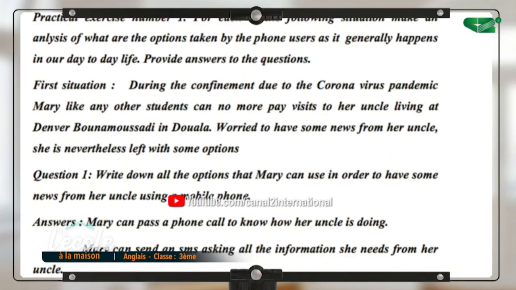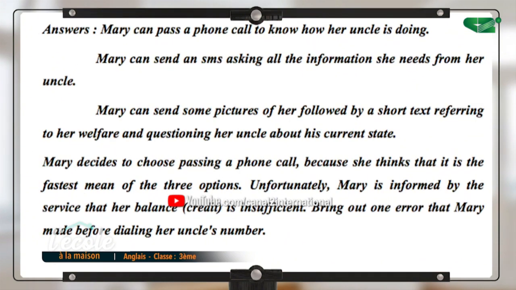Then, the answer or answers can go like this. Mary can pass a phone call to know how her uncle is doing. You will see that in my answer there is a link between the title of the module, the title of the real life situation, the title of the lesson, the title of the expected outcomes, and then the last but not the least, there is a link between the category of actions and the question and further the answer.